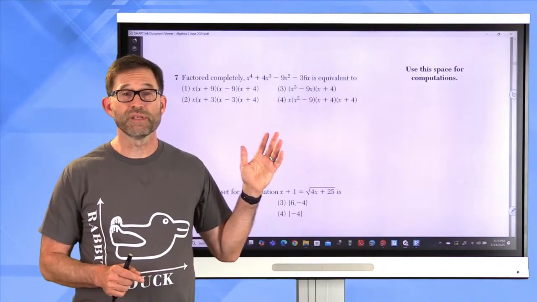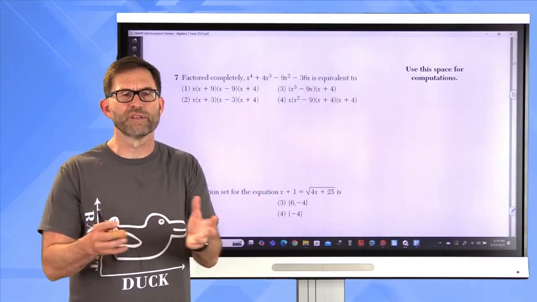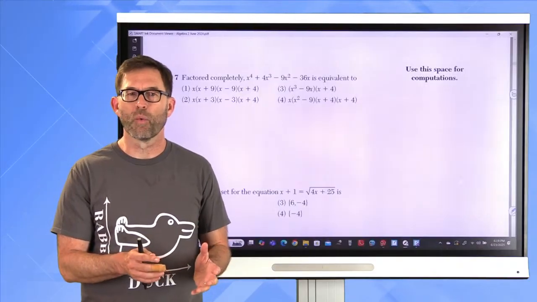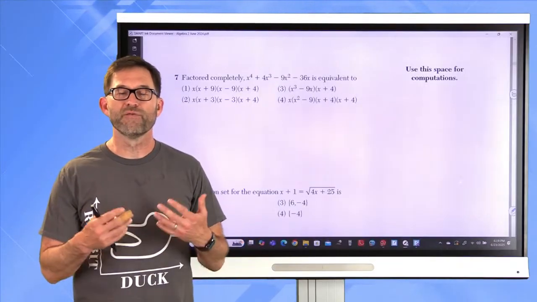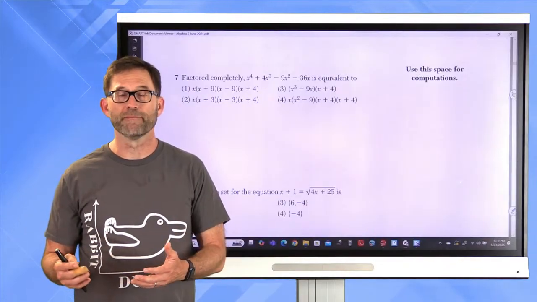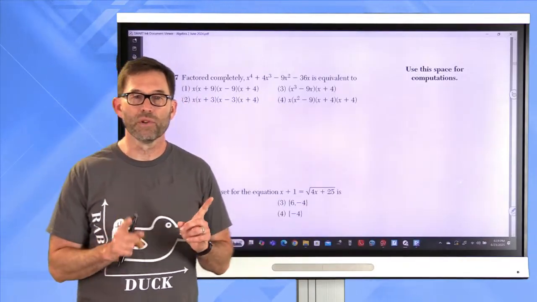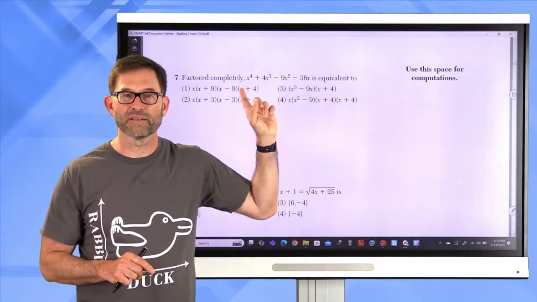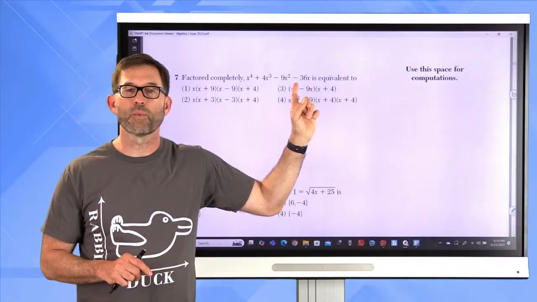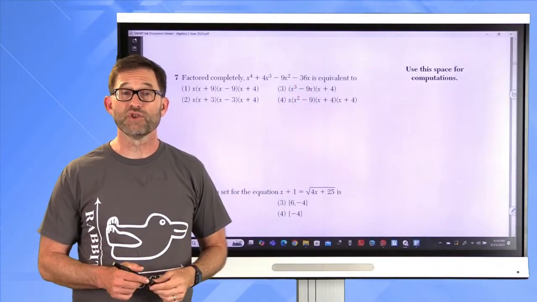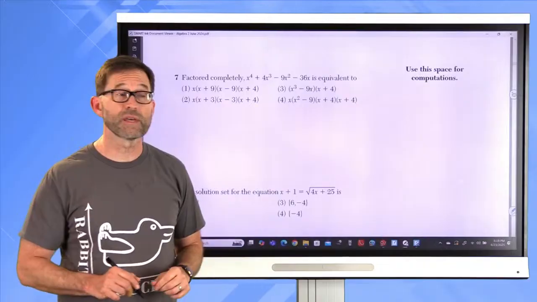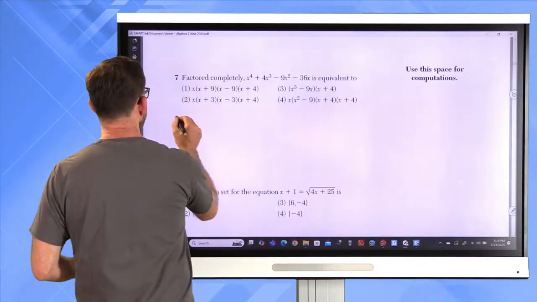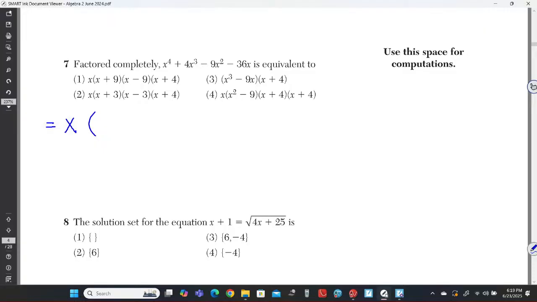Now, if you see a problem that says factor, and granted we did see that in number 1, but they never used the word factor there, it's very likely going to be factoring by grouping. But I would still suggest that you look for a GCF, and notice x to the 4th, x to the 3rd, x squared, and x to the 1st, there's actually a GCF of x. So that's the first thing I'm going to do, is factor that out. So all of this is equal to x times x cubed plus 4x squared minus 9x minus 36.